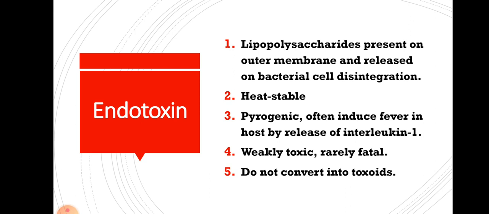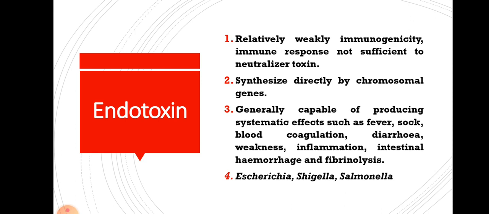Bacterial endotoxins are heat stable and pyrogenic, often inducing fever in hosts by releasing interleukin 1. These are weakly toxic and rarely fatal. They do not convert into toxoids. These endotoxins are relatively weakly immunogenic. Immune response is not sufficient to neutralize its toxins. These are synthesized directly by the chromosomal genes, unlike exotoxins, which are produced by the plasmids.